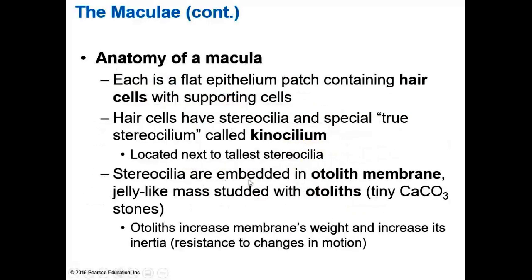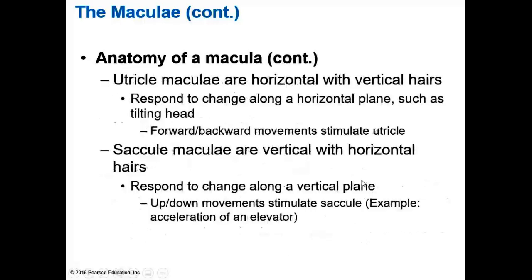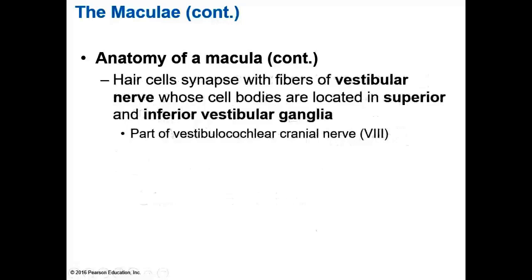Let's go back to the vestibule for a second. When we look at the macula, we look at the otolith membrane covered with these little stones called otoliths. And basically the macula is horizontal with the vertical hairs, and as you change position, like you lean back and forth, they're going to lean. And so any forward, backward, side to side, anything that is going to change which way is up and down, this thing is going to move. And so let's take a look at that again.